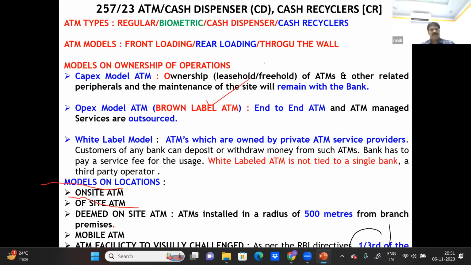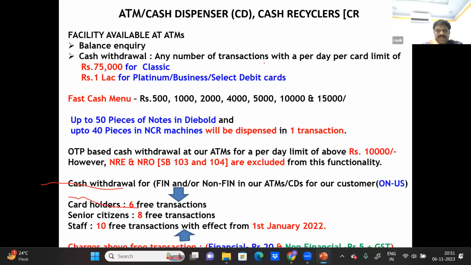Now, facilities available in ATM. Everybody knows this: balance inquiry, cash withdrawal. As you know, for a classic card it is 75,000, for Platinum and Business it is 1 lakh. Then the cash menu, fast cash. When you use the ATM, instead of entering the amount, fast cash will also be there. Denominations we never remember, so remember the fast cash menu: 500, 1,000, 2,000, 4,000, 5,000, 10,000, 15,000. Simply press the button and 2,000 will automatically come.